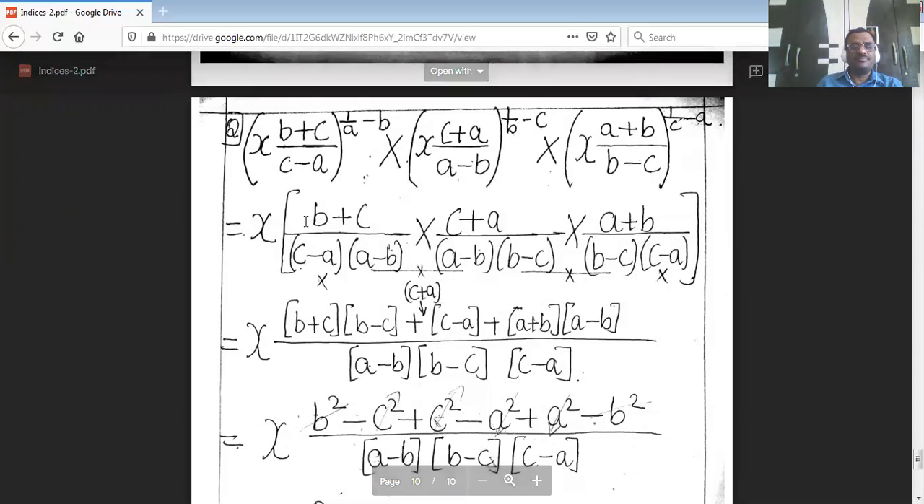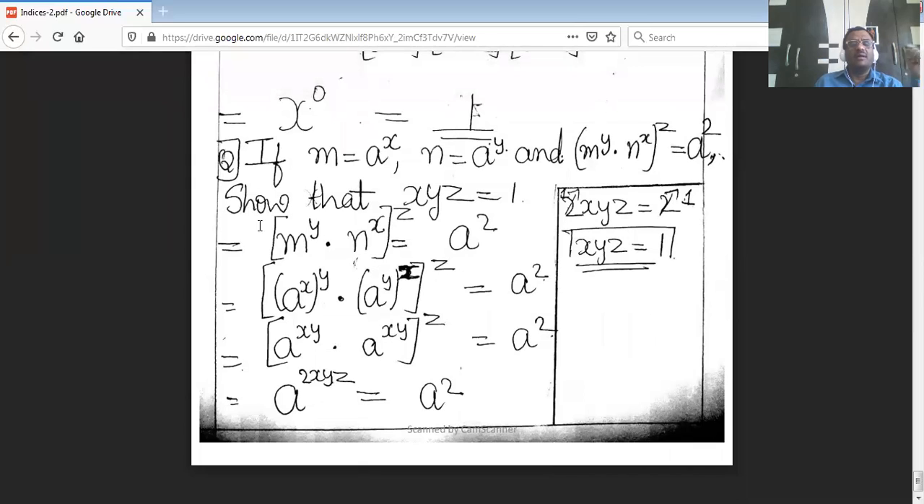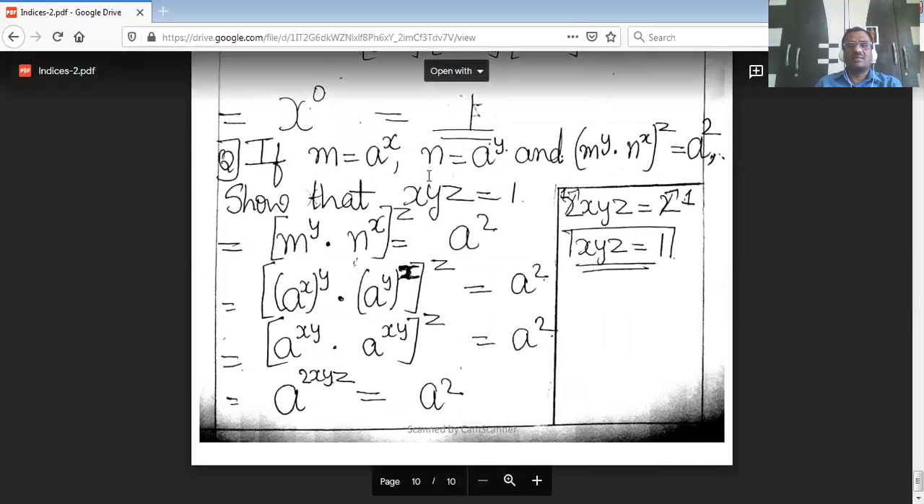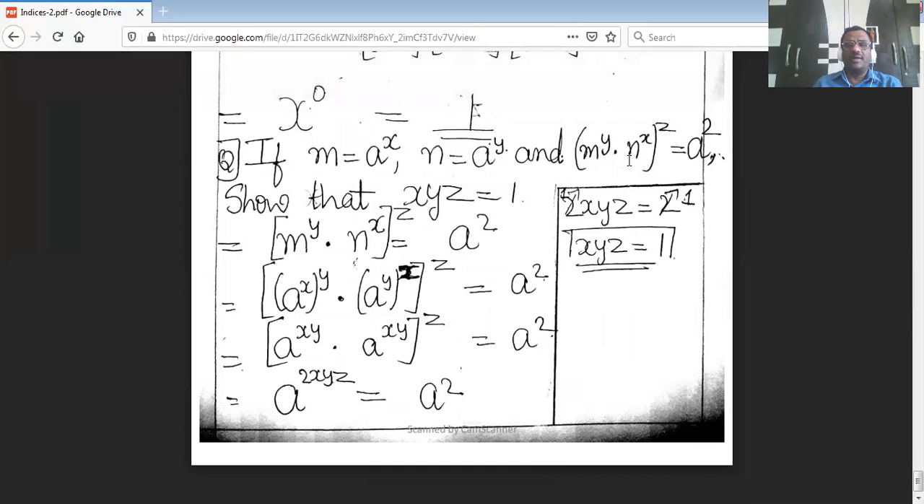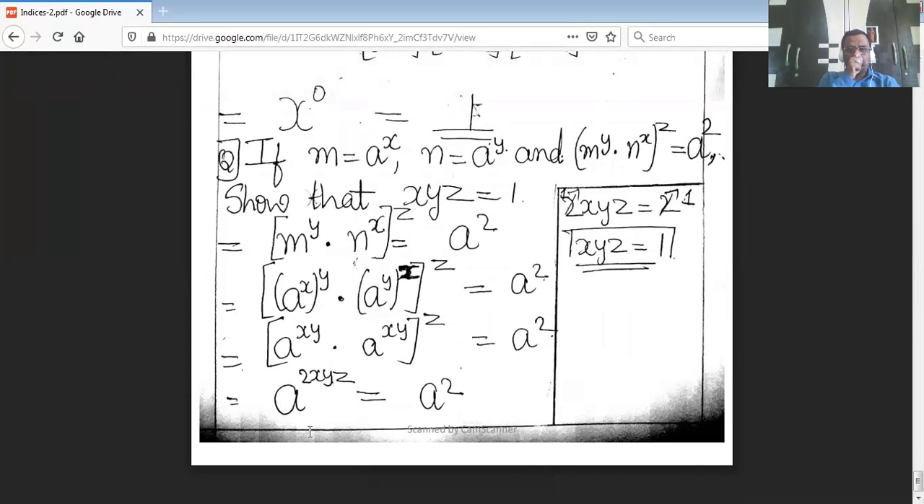For the sake of making things simple in presentation, I have skipped one step earlier to this, and you can practice it. Next is the last one. Given m is equal to a to the power of x and n is equal to a to the power of y, and (m to the power of y into n to the power of x) to the power of z is equal to a square, then show that xyz is equal to 1. This is a bit tricky.